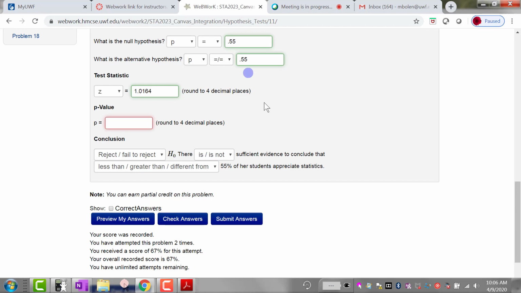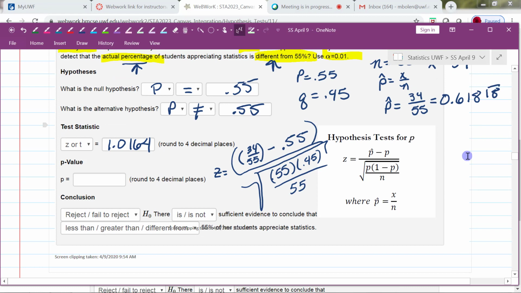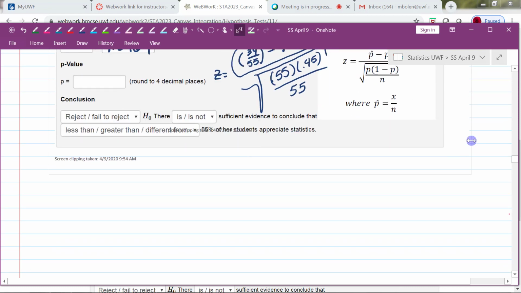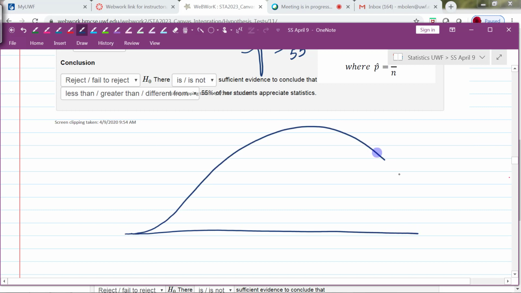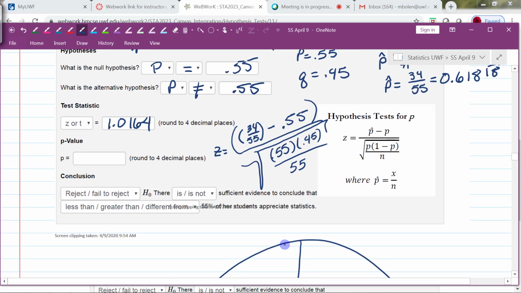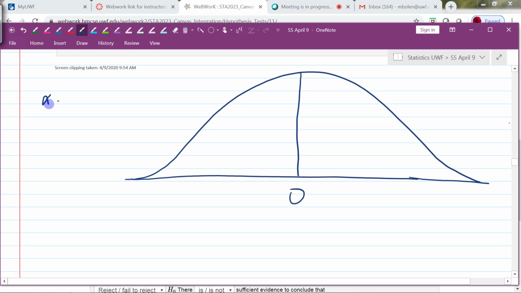Now it wants the p-value. Well, we're testing at alpha is equal to 0.01. So let's get our picture drawn that shows what's going on for this particular problem. For this particular problem, we have a two-tailed test, if I recall correctly. Yeah, we have a two-tailed test, and it's going to look like this. We're putting mean in the center, and we have alpha is equal to 0.01.